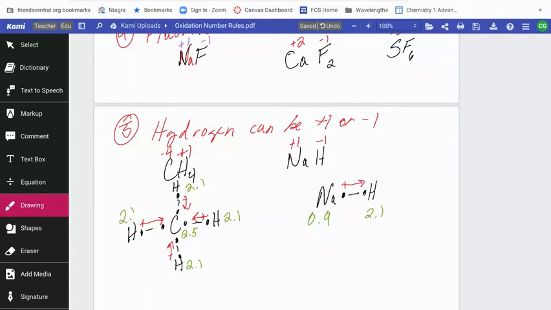So normally we see hydrogen being a positive, but when it's with certain metals, especially metals on the left side of the periodic table, columns 1 and 2, you're going to see a negative.